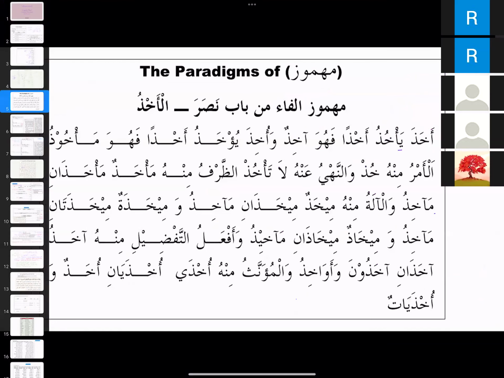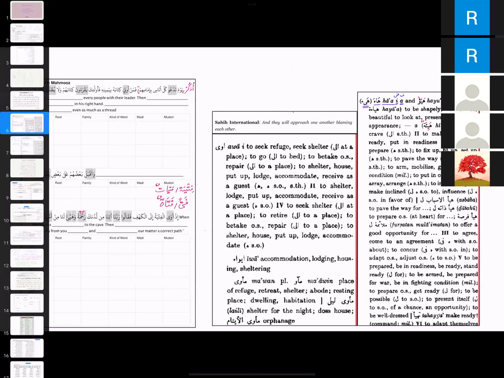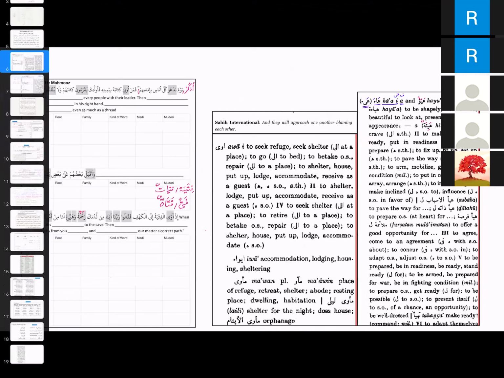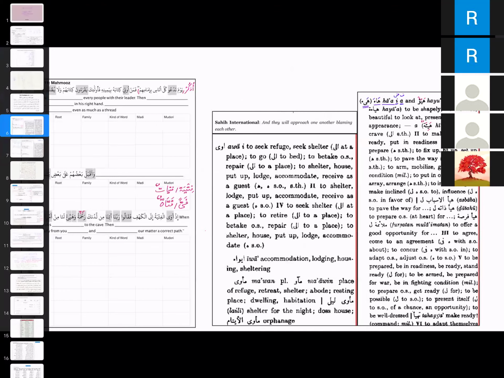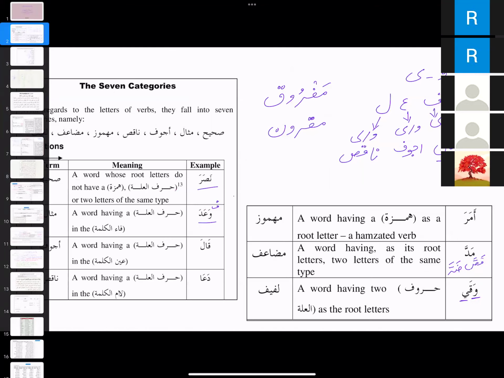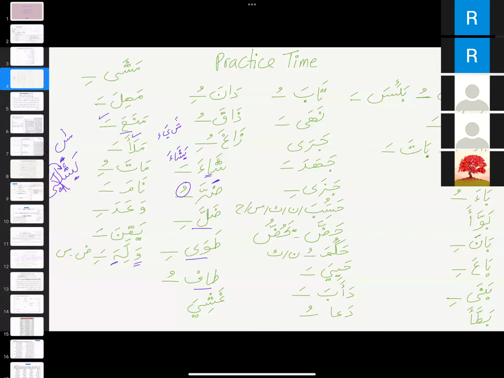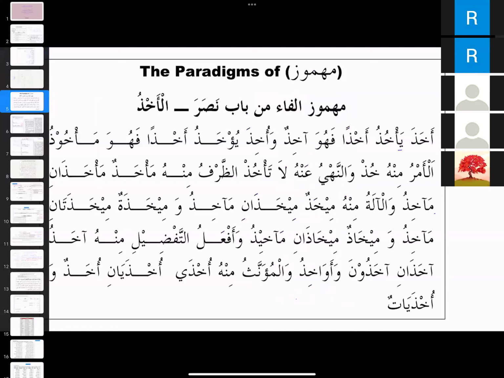So you can see over here, it's not the whole thing. There should be some verbs. I didn't put any verb. I think in the previous lesson we had some words, the whole conjugation. Yes, I think it was in the previous lesson.